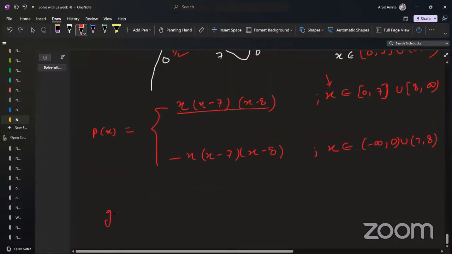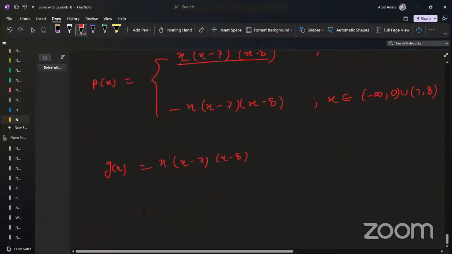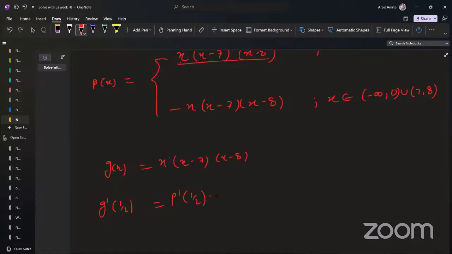So let's take g(x) equals (x minus 7)(x minus 8). I need to calculate g prime of 1 by 2, which is the same as p prime of 1 by 2, which is also m. Multiplying, we get x square minus 7x minus 8x plus 56, so minus 15x, which gives x cube minus 15x square plus 56x. Everyone is getting my point, right?